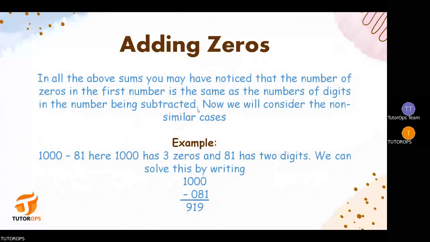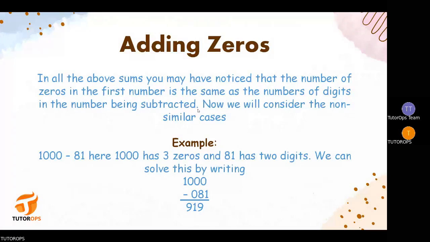So here, how many digits does 1000 have? 4. How many zeros does 1000 have? 3. And how many digits does 81 have? 2. So 1000 has 3 zeros and 81 has 2 digits. But to apply the formula, all from 9 and the last from 10, we need to convert the 81 to a 3-digit integer.